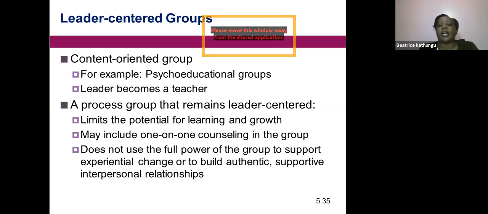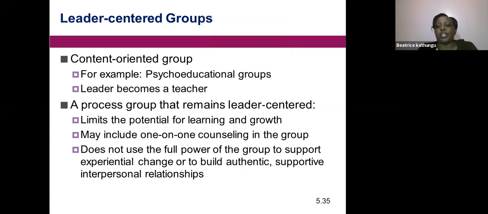Process-oriented groups, we said, are actually leader-centered. However, the focus is on the interactions among the members, as opposed to bringing a content with you that you want to cover. So you move with the group and the issues that come up are processed. And you encourage the different members to share their reflections and experiences around the issue that comes up from fellow members. So we are saying that a process group that remains leader-centered limits the potential for learning and growth, and it may include one-on-one counseling within the group, and it does not use the full power of the group to support experiential change or to build authentic, supportive interpersonal relationships.